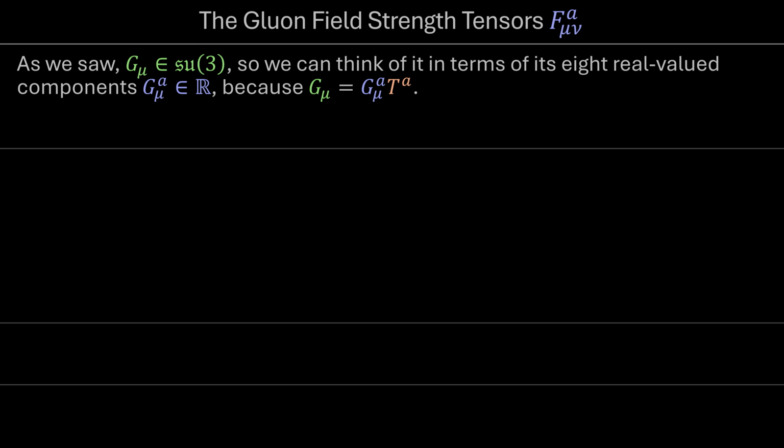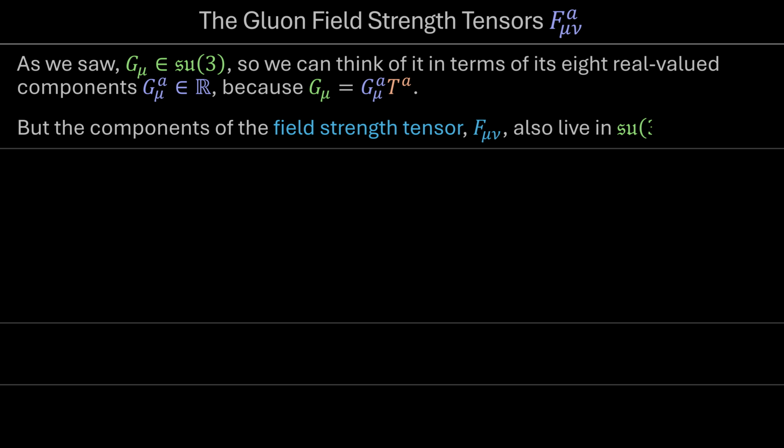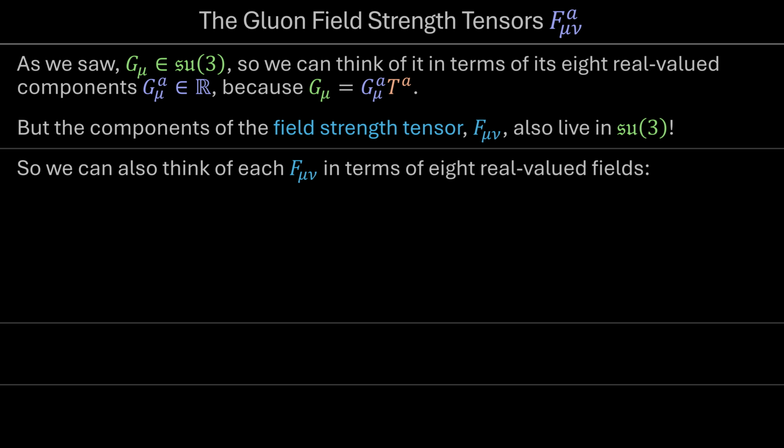And the reason we can do that is because we can always write an SU3 matrix as a linear combination of the SU3 generators with real-valued coefficients. And when you think about it like that, you realize that instead of an SU3 matrix-valued 4-vector gauge field, we can imagine 8 real-valued 4-vector gauge fields, the gluon fields. But now we also know that the components of the field strength tensor, F mu nu, also live in SU3. And so therefore, by the exact same reasoning, we can think of each of the components of the field strength tensor in terms of 8 real-valued fields.